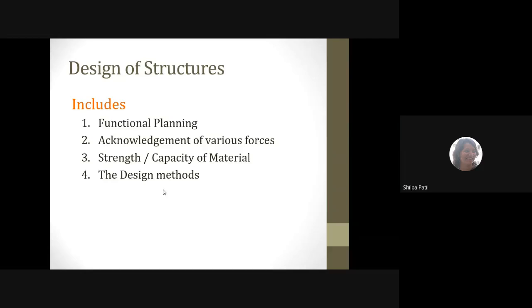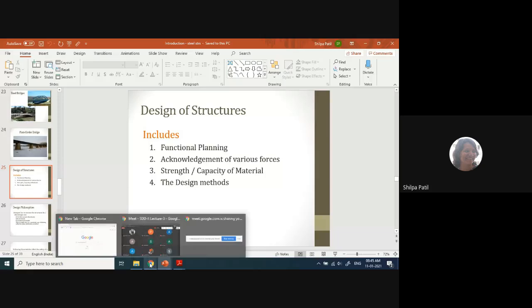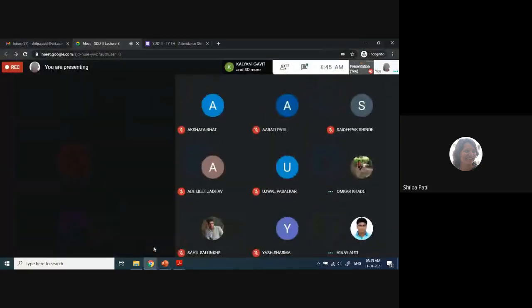Now, how to design the structure, the basic philosophy, everything we will discuss in the next lecture. We have already discussed this while studying SDD 1, that is the design philosophy. I will quickly go through that philosophy once again, but we'll do it in the next lecture because right now the time is over. So I will stop this presentation now.